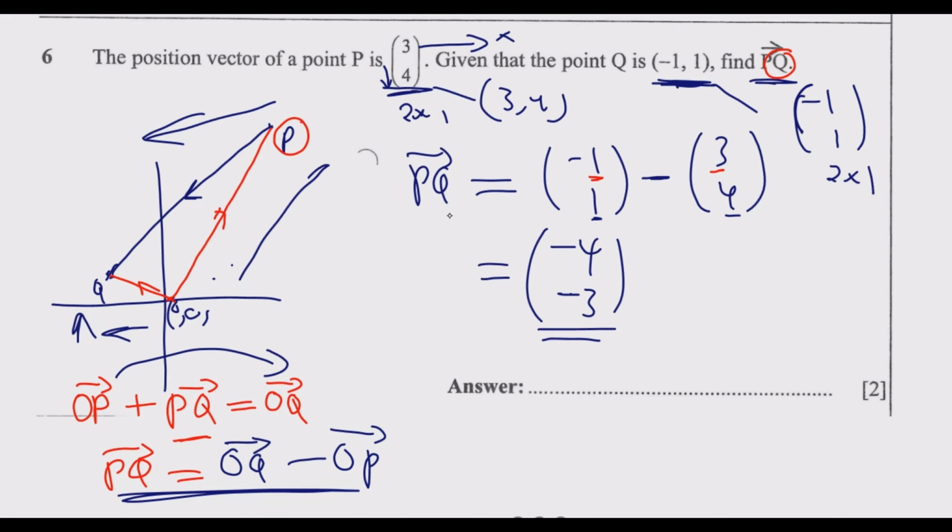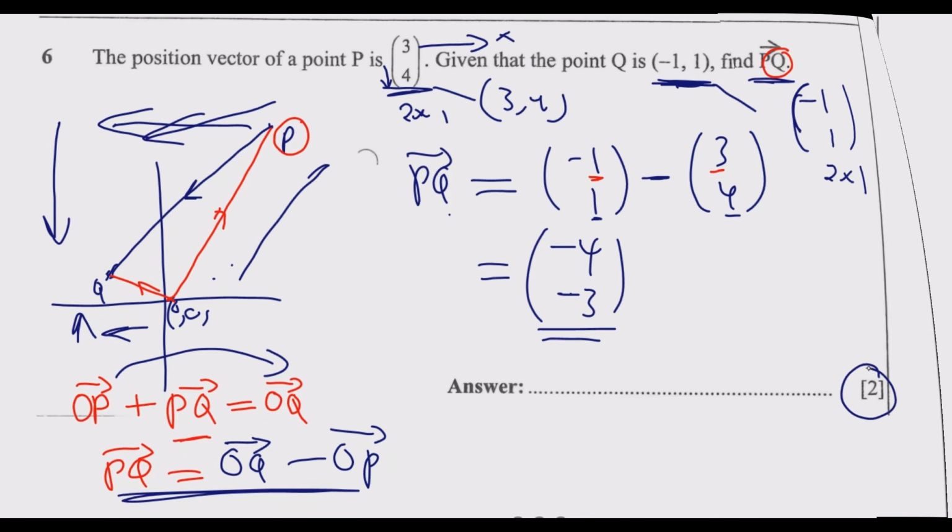So what this tells me is that to get to Q from P, I need to move 4 steps in the west or in the negative direction, then 3 steps downward. That's how I'll get to Q. So this is how you answer this question to get the 2 marks.